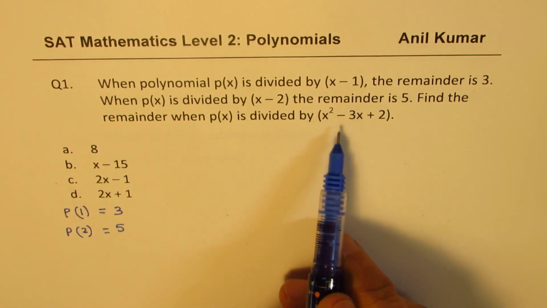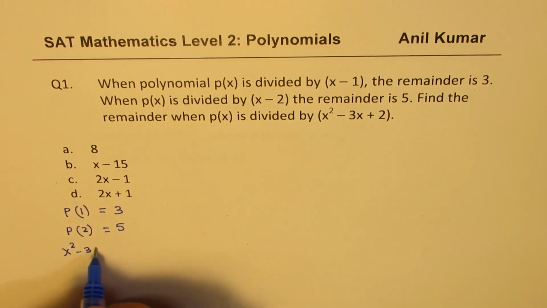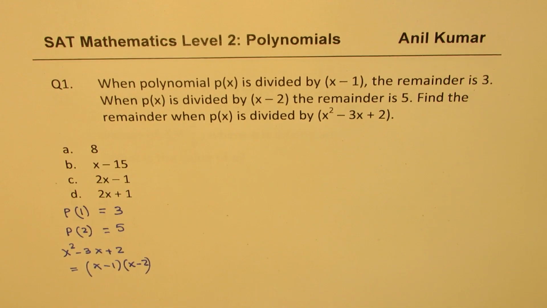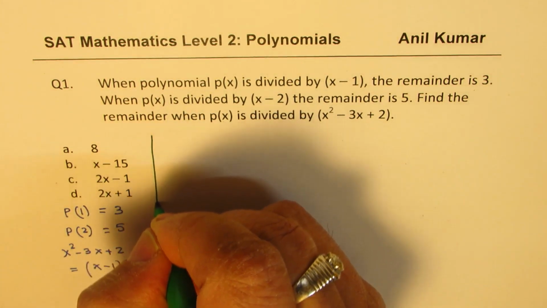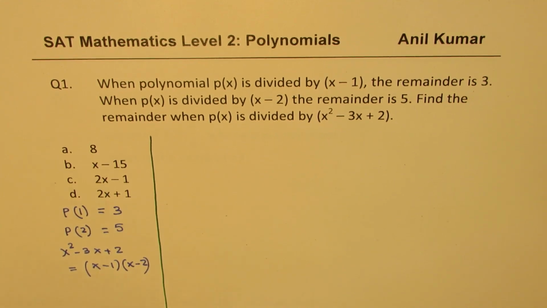Now, what is x squared minus 3x plus 2? X squared minus 3x plus 2 is basically a product of x minus 1 and x minus 2, right? So that is what it is. So that should give you an idea that somehow the result is related with this. Perfect. Now, that is the basic concept, and let's begin from here to solve this particular question, right?